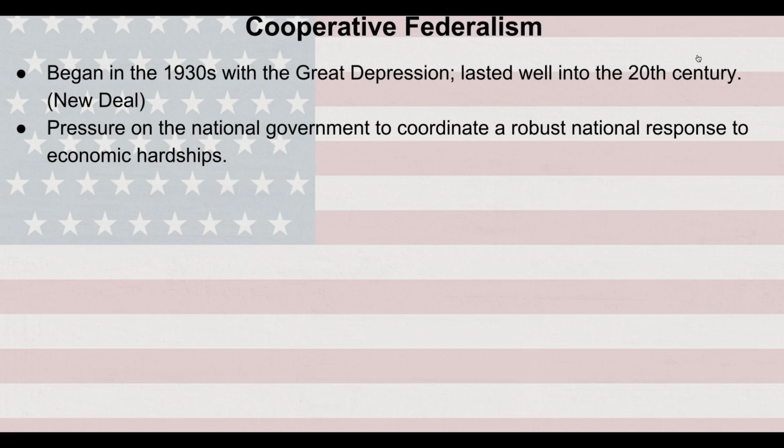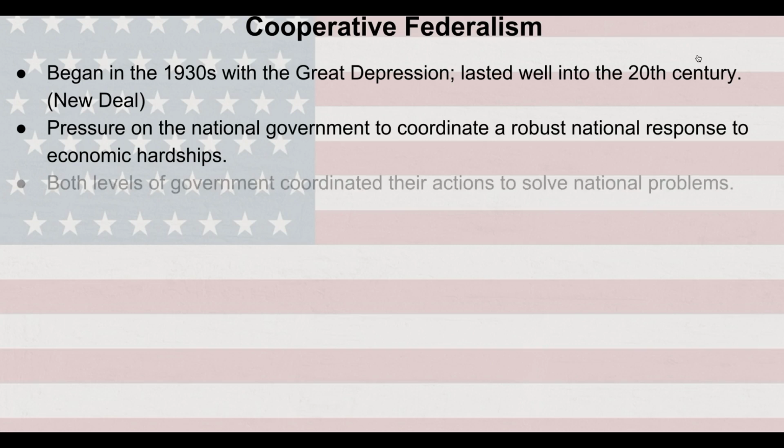People are suffering, unemployment is significantly high, and who do we always turn to when there is a crisis? We turn to the government. And so even though for the past 60 or so years, the federal government has been sort of relegated to staying out of the economic sector of society, now people are looking towards the national government to help cure some of these economic hardships that are occurring. And so both levels of government are going to begin coordinating their actions to help solve national problems.